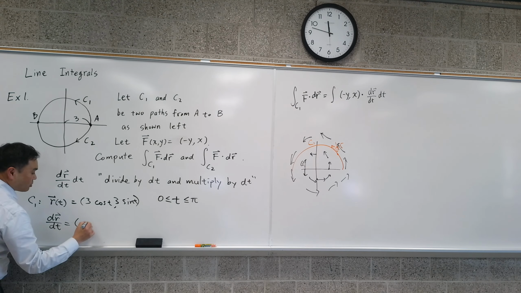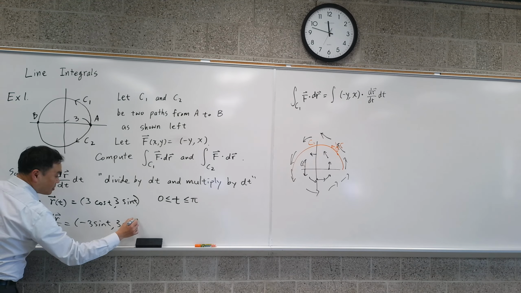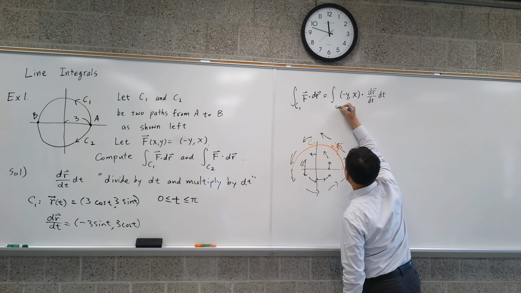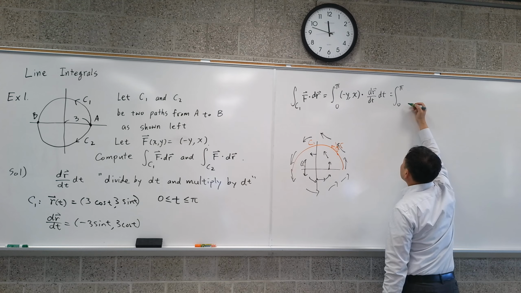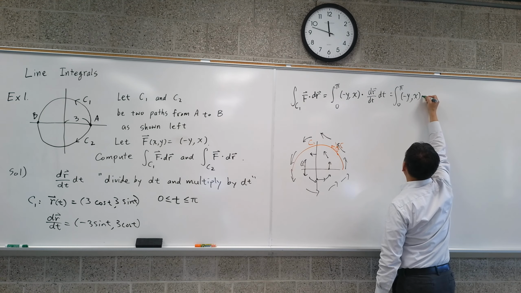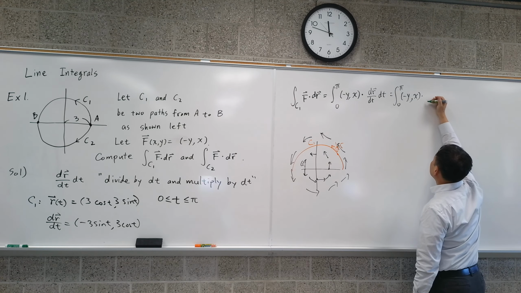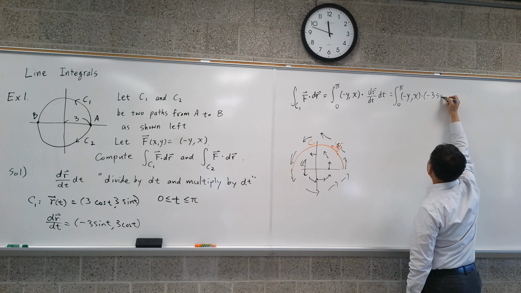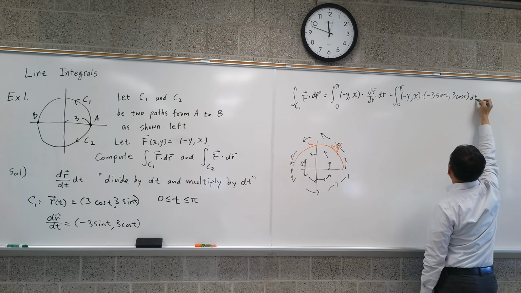Negative 3 sine t, 3 cosine t. So now t goes from 0 to pi. That's going to be the integral from 0 to pi of negative y comma x dotted with negative 3 sine t comma 3 cosine t dt.